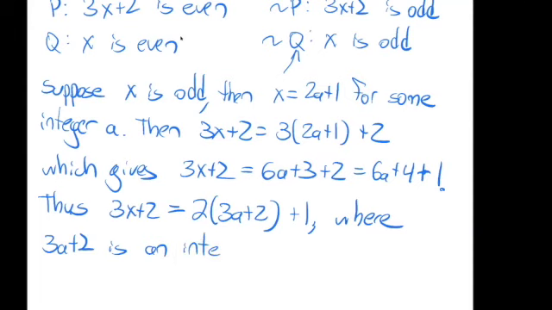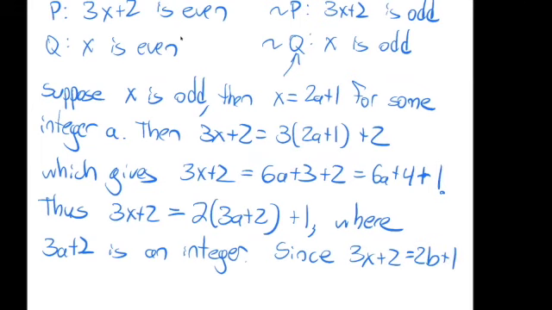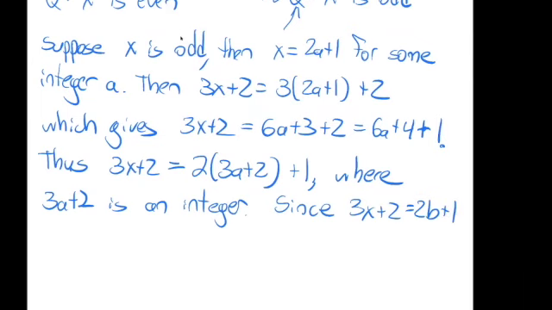Okay. So therefore 3x plus 2 is odd. Yep. So right, since 3x plus 2 is equal to, yeah, I think you're totally safe saying what you just did. But right, since we just wrote this as 2b plus 1, therefore 3x plus 2 is odd.